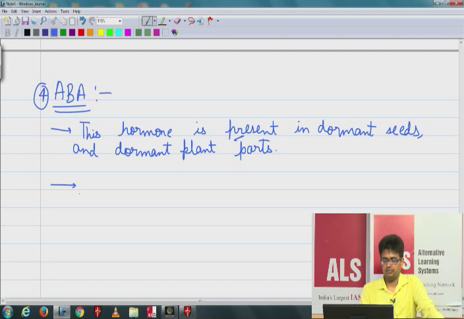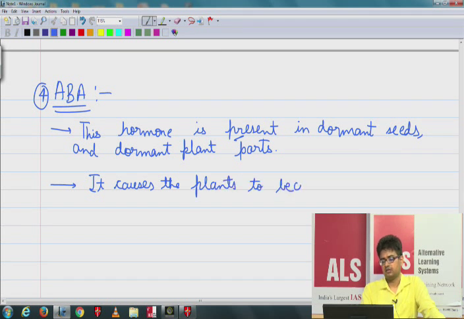We cannot produce alcohol. Now, abscisic acid causes the plants to become adapted to adverse conditions.